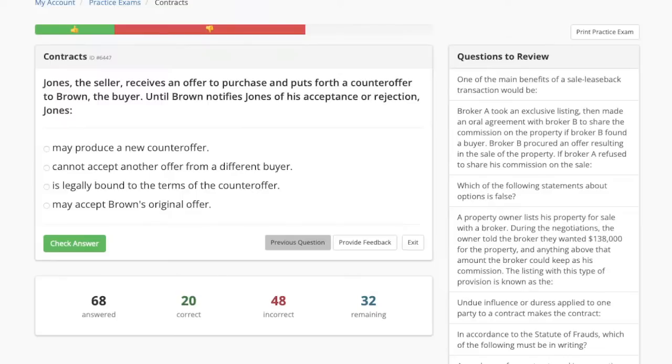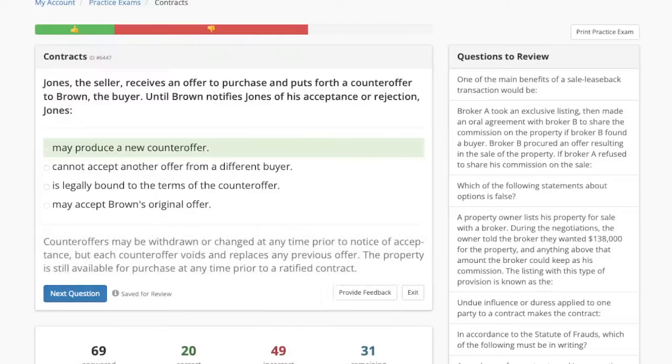Jones, the seller, receives an offer to purchase and puts forth a counteroffer to Brown, the buyer. Until Brown notifies Jones of his acceptance or rejection, Jones: A, may produce a new counteroffer. B, cannot accept another offer from a different buyer. C, is legally bound to the terms of the counteroffer. Or D, may accept Brown's original offer. What do you guys think? And the answer is: may produce a new counteroffer.